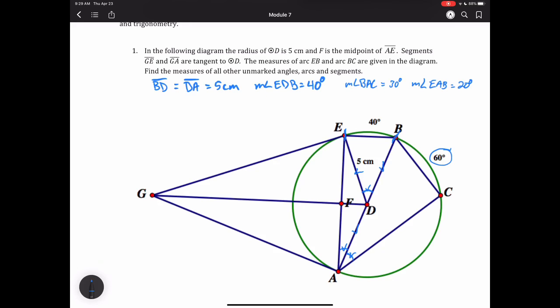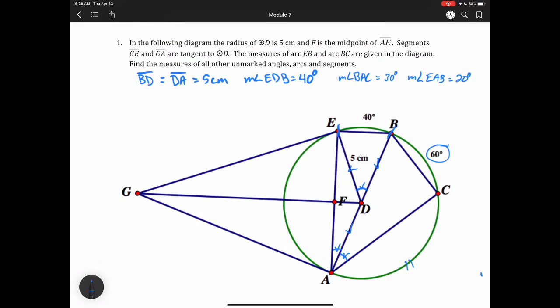Now, let's see. How could we figure out these other arcs? Well, let's look at arc AC right over here. I know that BA is a diameter, which means it intercepts half of the circle, and half of a circle's degree measure is 180. So if I take the 60 that we know with arc BC from that 180, I can figure out that arc AC that I'm looking for is equal to 120 degrees. So the measure of arc AC is equal to 120 degrees. Cool. So that one's all squared away.